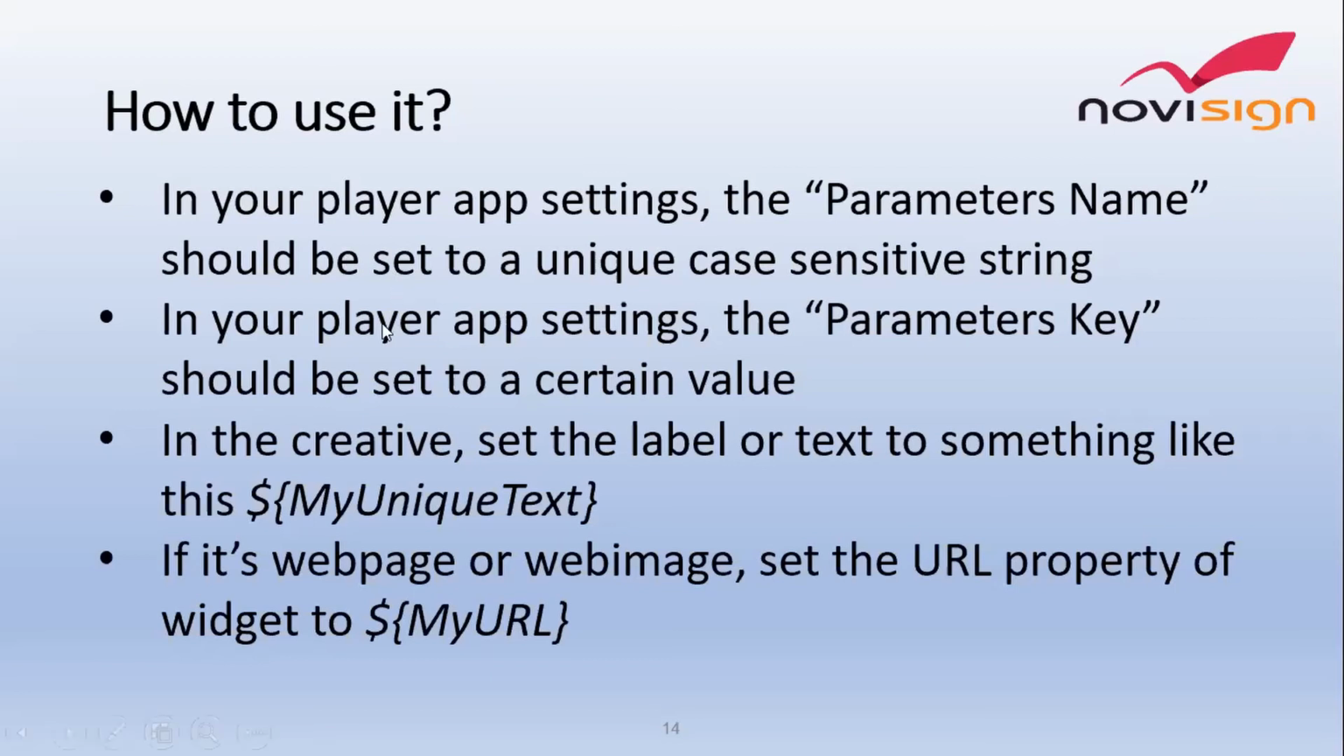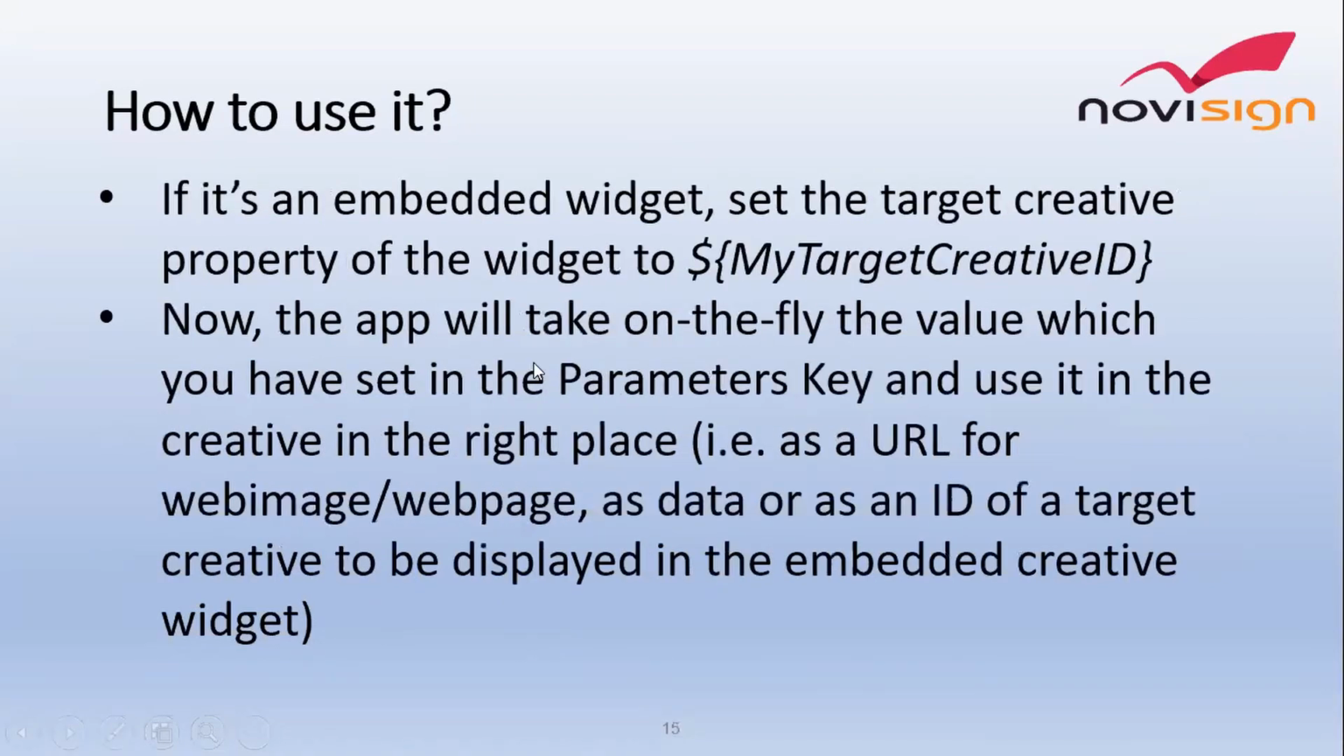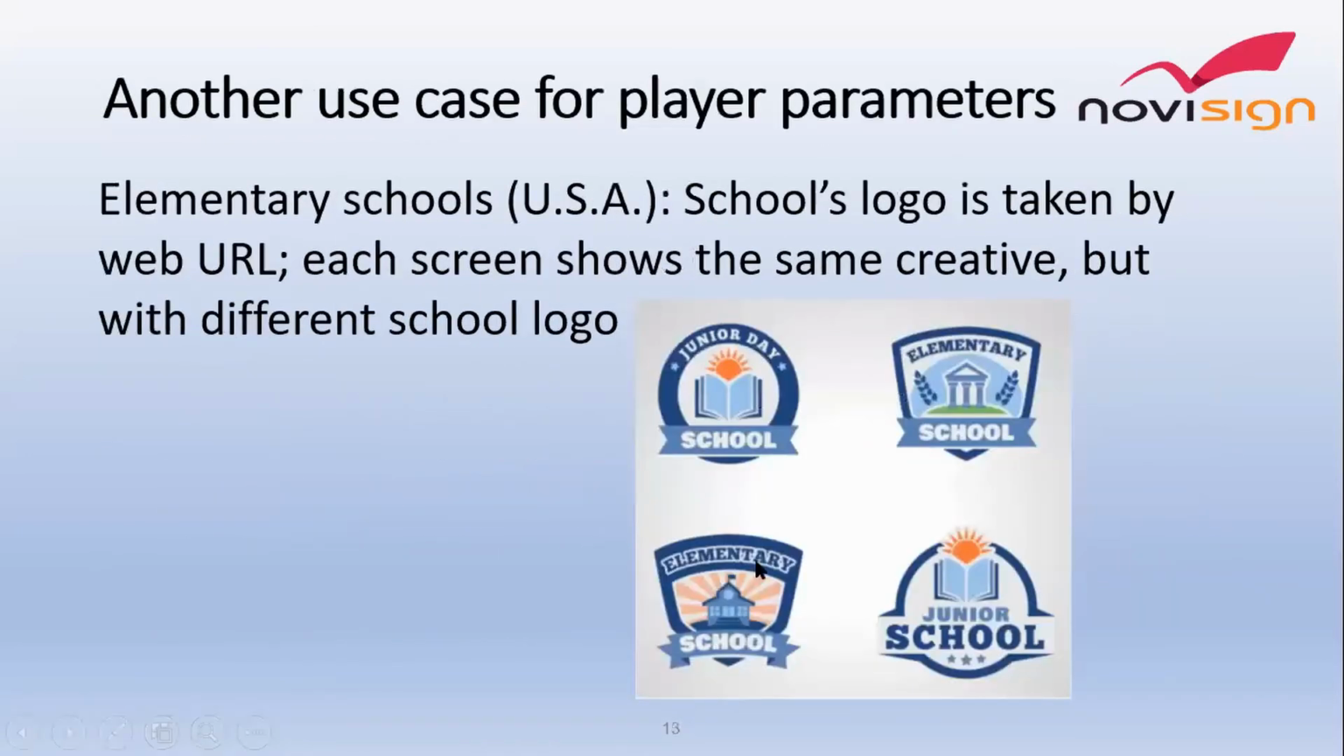http:// But in the app itself, in each display, we're going to actually put something else. In the creative, we're going to put this data expression, like my unique text or my unique URL. And on the device itself, we're going to put the real thing. That means we're going to put the real URL of the .jpg, so it will be displayed differently. That means in each TV, you're going to see a different logo in the corner of the screen. And that's another nice use case for how to use those local parameters.